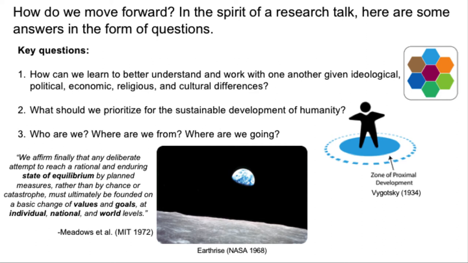So we affirm finally that any deliberate attempt to reach a rational and enduring state of equilibrium, which we can approach as sustainability, by planned measures rather than by chance or catastrophe, must be ultimately founded on the basic change of values and goals at individual, national, and world levels. So, back in the 70s, we had reached that level of awareness. And I think now it's never too late to always be thinking about what that means and how that looks.